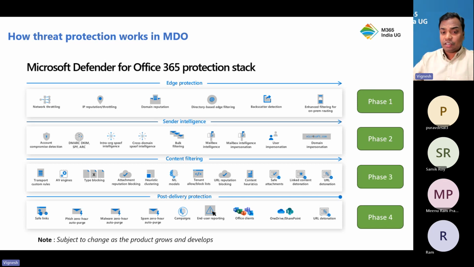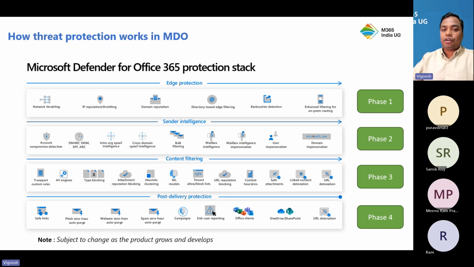Backscatter detection is interesting. It prevents an organization from being attacked through invalid non-delivery reports. Yeah. And as I said, I don't want to go to each and every single one of these. The next thing is your sender intelligence. Here is where it's going to check for some critical things such as your spam, bulk mails, impersonation, unauthorized spoof messages, and also things such as your phishing, right?